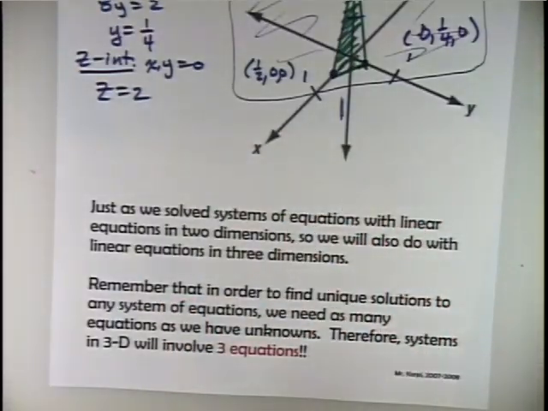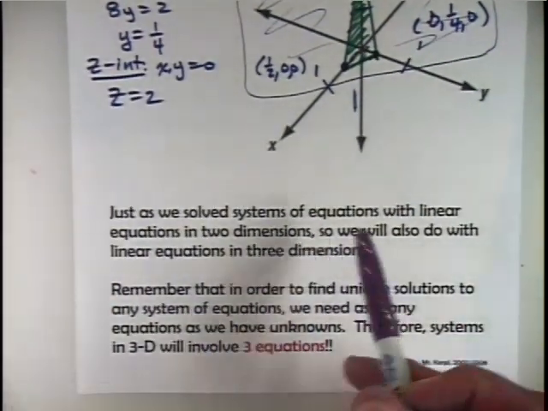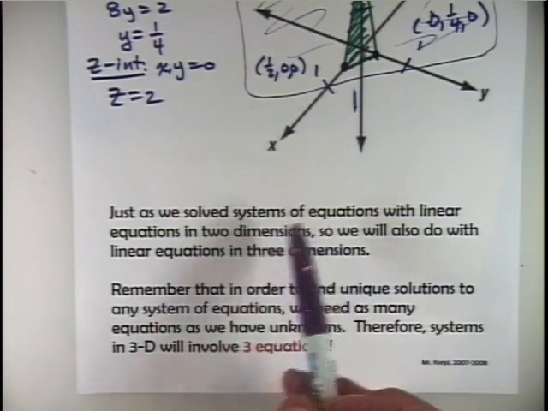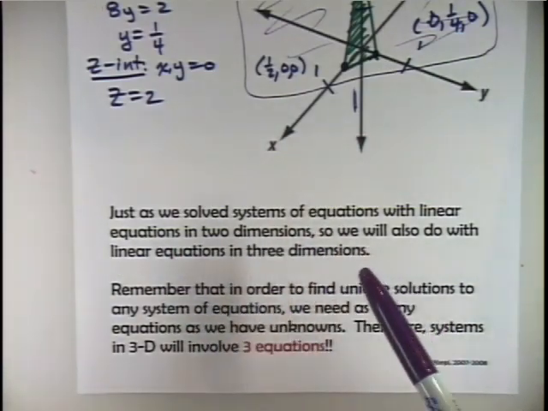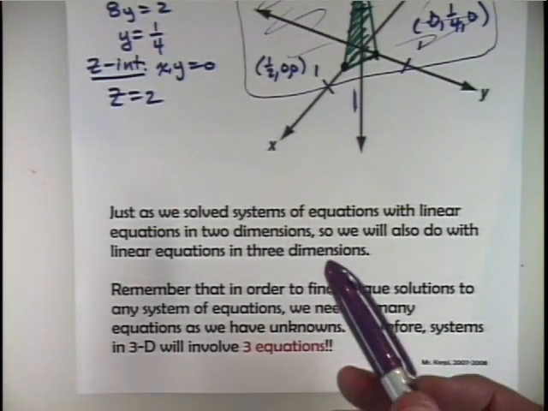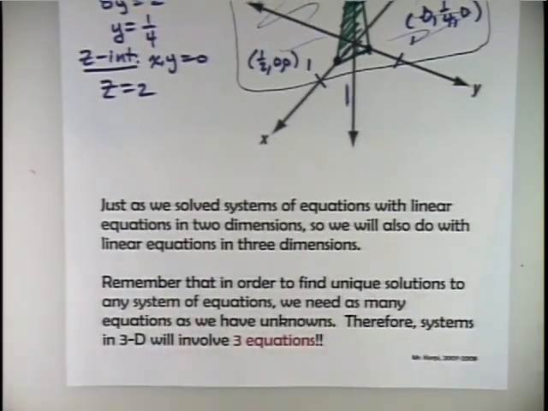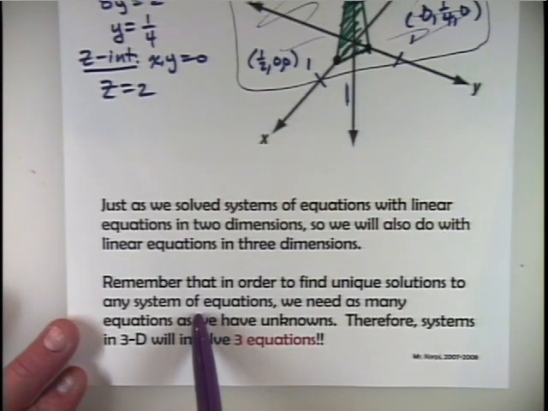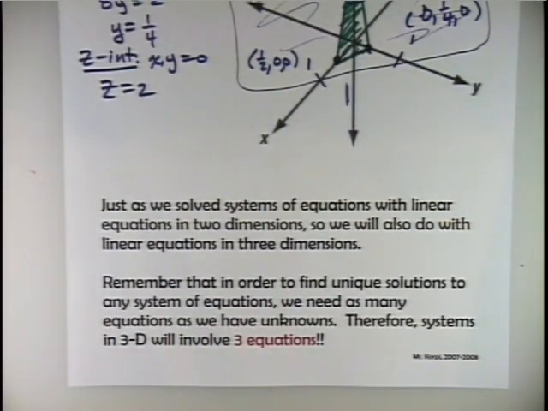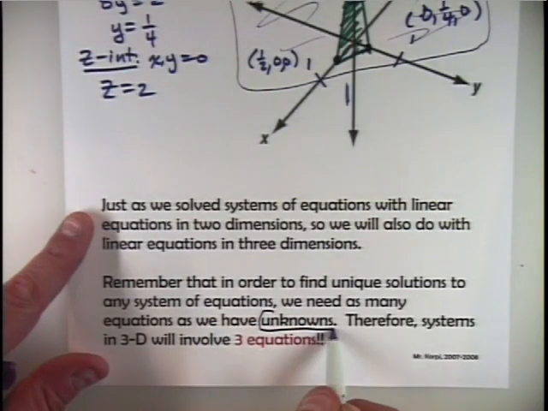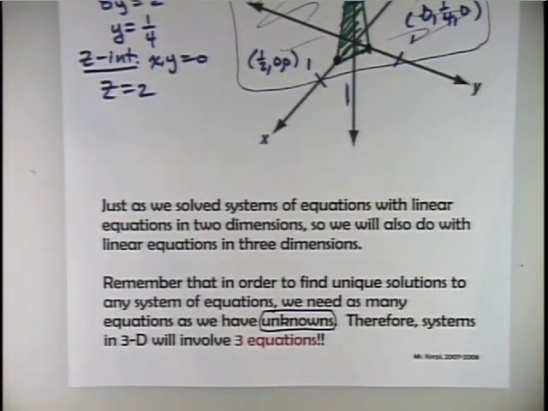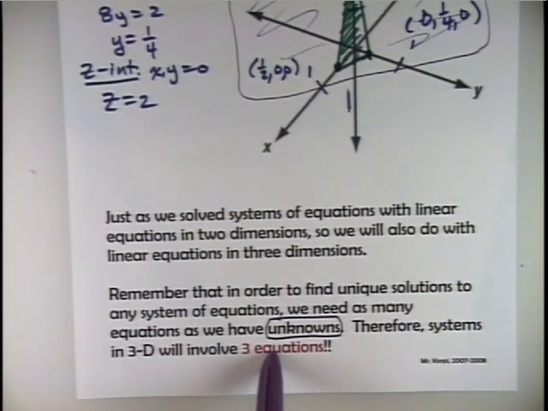Okay, so what we're going to do now is we're going to actually work with equations in 3 dimensions. Just like we solve systems of equations in 2 dimensions, now we're going to also solve systems of equations in 3 dimensions. Now remember that in order to find a unique solution to any system of equations, we need as many equations as we have unknowns. So in 2-dimensional space, we had 2 unknowns, we needed 2 equations. In this case, we're going to have 3 unknowns, we're going to need 3 separate equations.